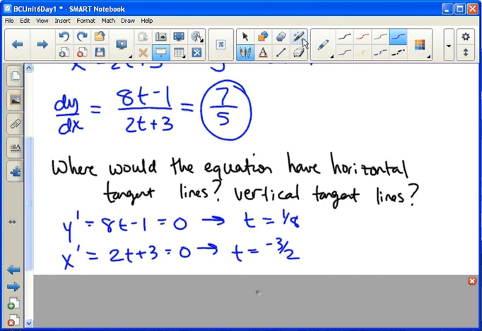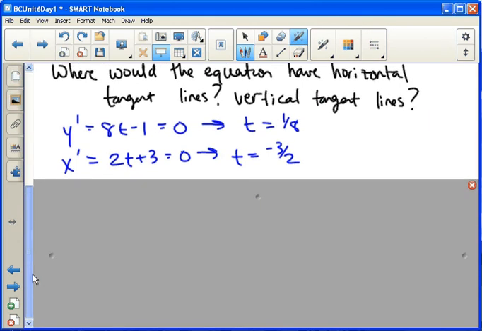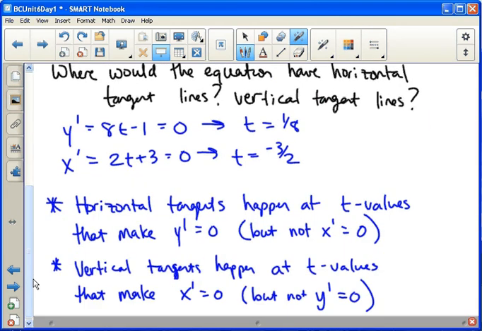So just to say that very clearly, horizontal tangents happen at t values that make y prime equal to 0, but not x prime. Vertical tangents happen at t values that make x prime equal to 0, but not y prime.